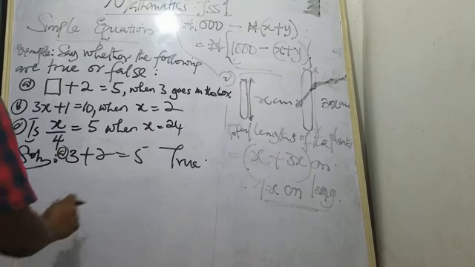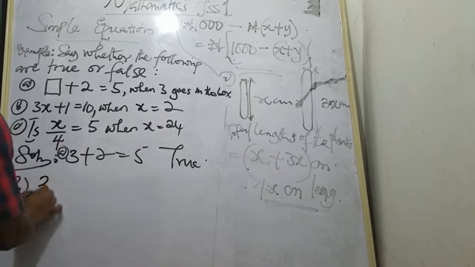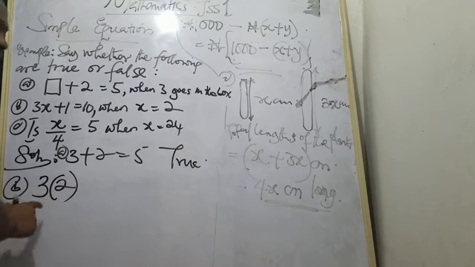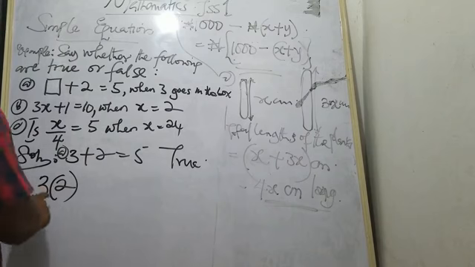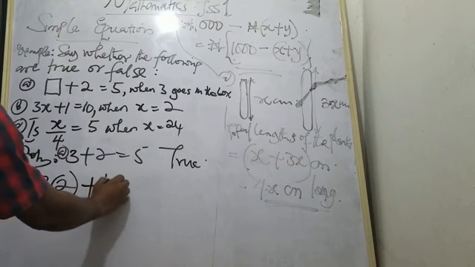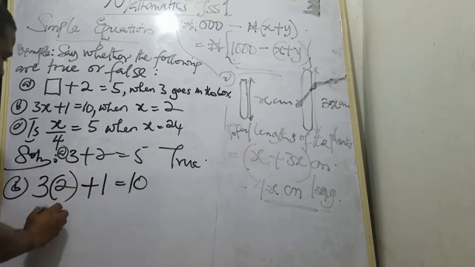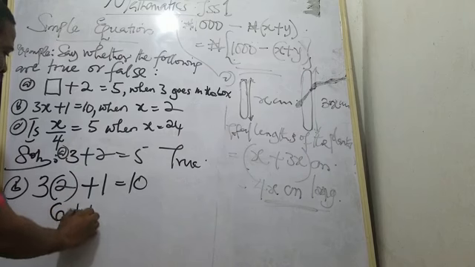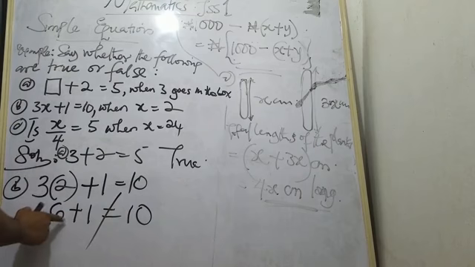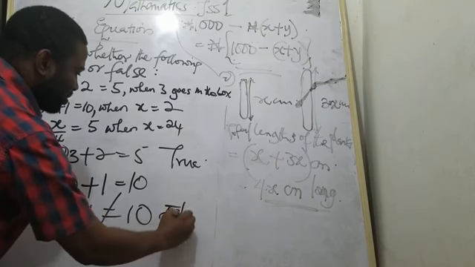Let's take number B. When x is equal to 2, you have 3 multiply. This bracket means multiplication. 3 times (2 plus 1) is equal to, let's see if it is equal to 10. 3 times 2 is 6, plus 1. Will you get 10? No, it is not equal. This one will give you 7. 7 is not equal to 10. Therefore, it is false.